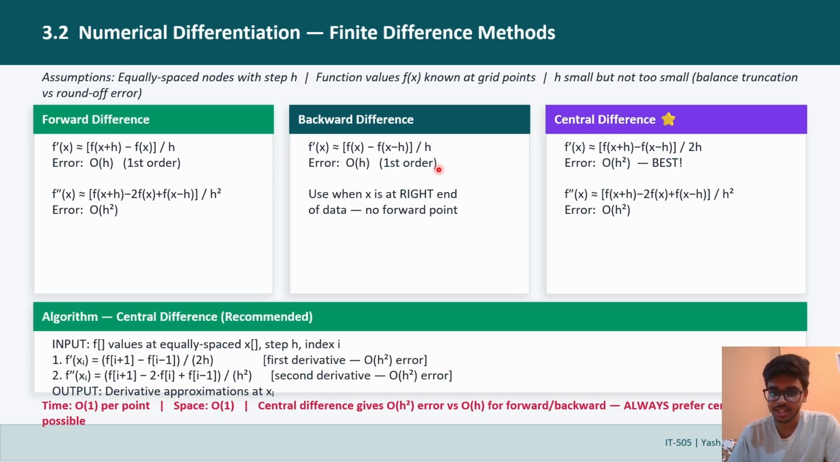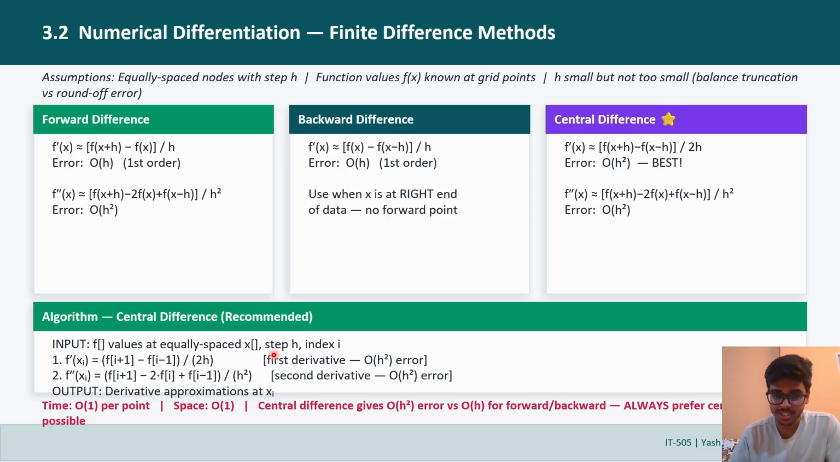This has error of order h squared. Our algorithm gives function value at a grid at interior index i, which computes f prime of xi as fi plus 1 minus fi minus 1 divided by 2h, and f double prime as fi plus 1 minus 2 times fi plus fi minus 1 divided by h squared. So our time complexity is O of 1 per grid point. The space complexity is O of 1.